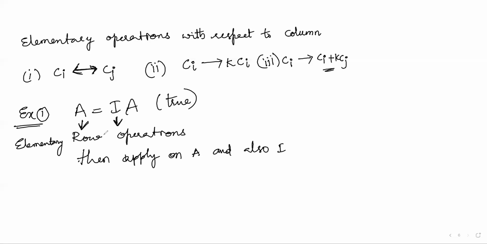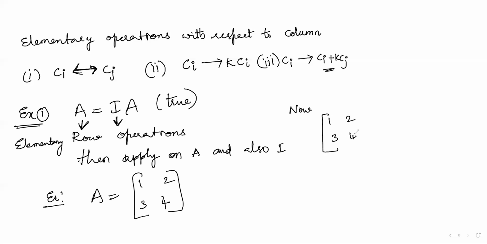First you understand the procedure, why comes later. Now let's take a simple example. We'll take 1, 2, 3, 4. This is A. Now we'll start: A, this is 1, 2, 3, 4, equal to IA. What is I? 1, 0, 0, 1. Here again A, so that A I am not writing; I am writing A only. I need not write this.